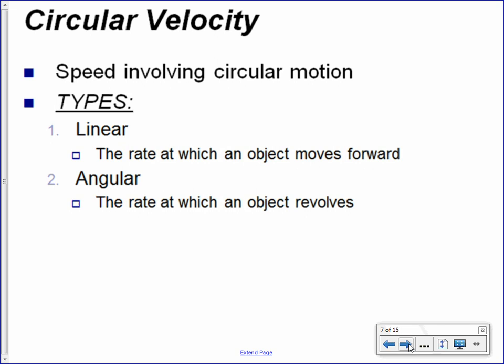Okay, so linear velocity: how fast are we going around? Angular velocity: how fast are we spinning? Angular velocity and linear velocity can be measured in many different ways, just like any other kind of speed. What angular velocity is measured in your cars on your dashboard?